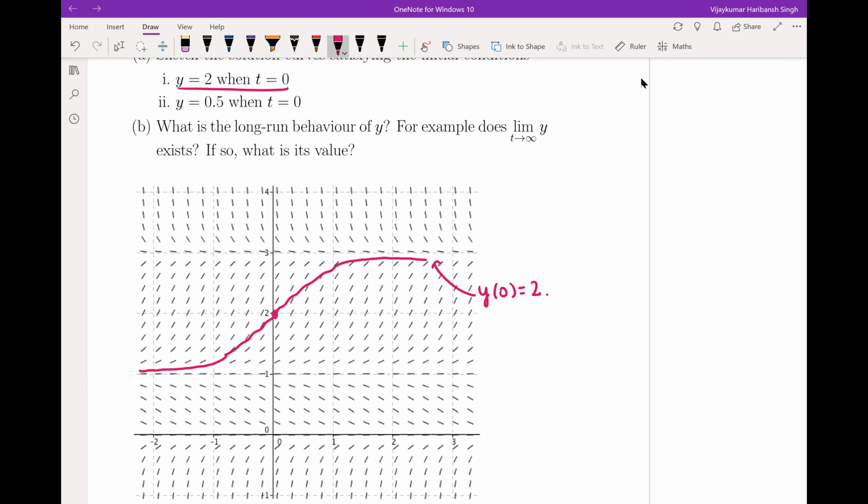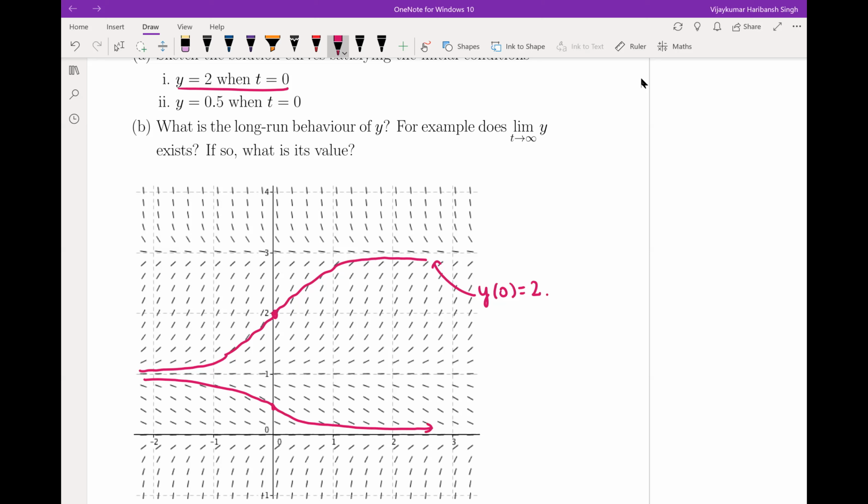Let's trace the other one. When t is 0, y is 0.5. So it is somewhere here. Let's trace the curve. It goes like that again, and so this is the other solution.